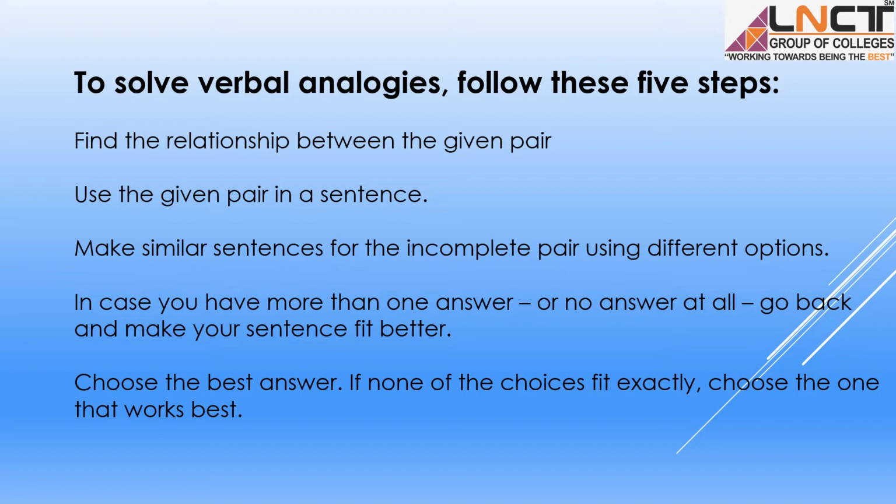To solve verbal analogies, follow these 5 steps. First, figure out how the first two words are related, that is, the relationship between the given pair. Then make up a sentence that expresses that relationship. Quite often, making a sentence gives you a better idea of the relationship of the words that are given. Try out your sentence on each answer choice and eliminate the ones that don't work. And finally, if you are left with more than one answer or no answer at all, go back and start the process once again.